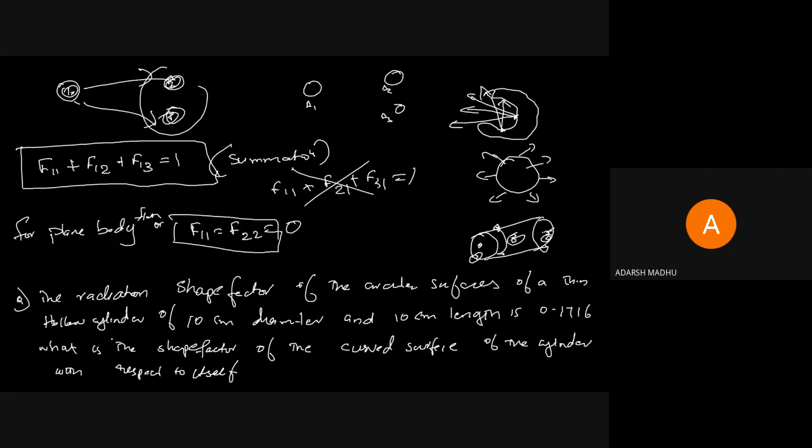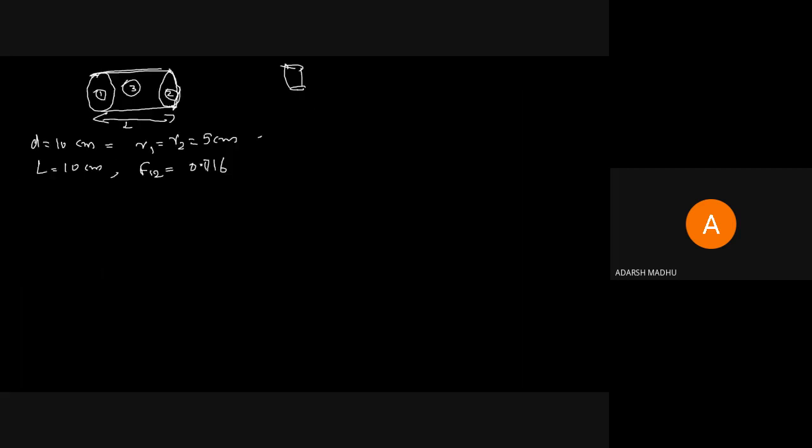So from one surface to another surface, one hollow cylindrical end to the other end. We want to find out what is asked. What is the shape factor of a curved surface of a cylinder with respect to itself? The curved surface is the third body. So we want to find the shape factor from the curved surface to itself, that is F33.